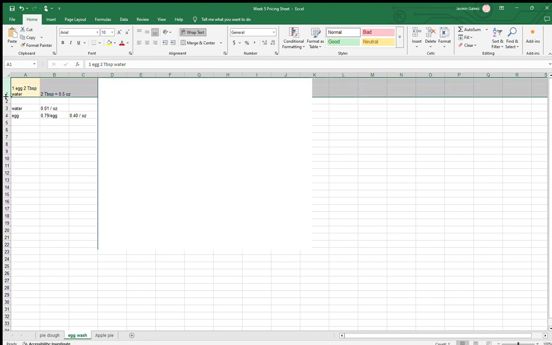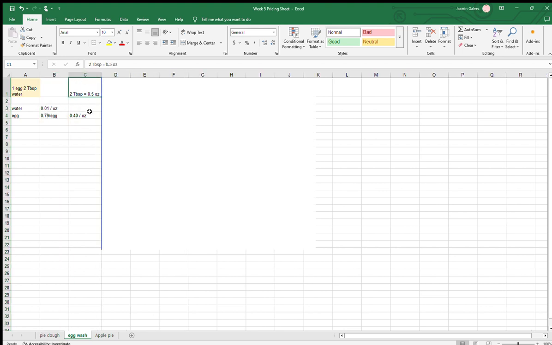Inside the notes that I have for Chef Mara, how she likes to make an egg wash is 1 egg to 2 tablespoons of water. So 1 egg is equal to 0.79 cents. So 0.79 cents per egg. And then for water, 2 tablespoons is equal to 0.5 ounces. Yeah, there we go. 2 tablespoons is equal to 0.5 ounces.